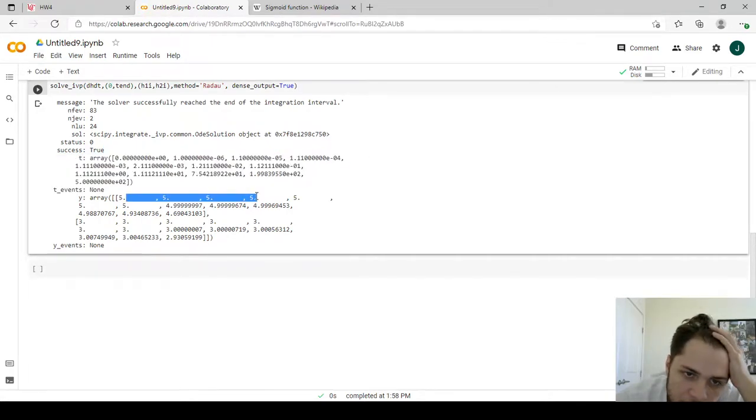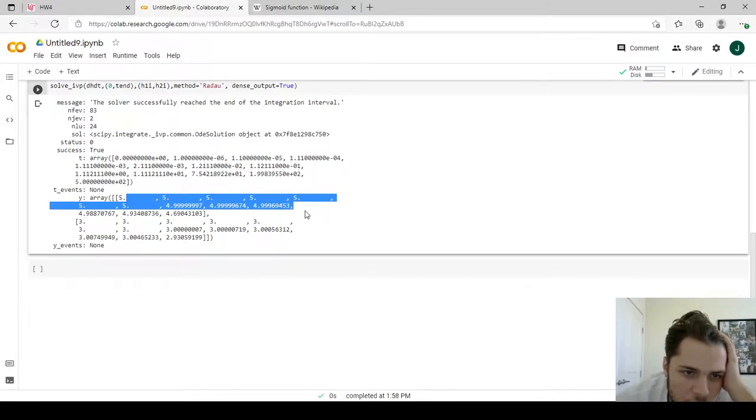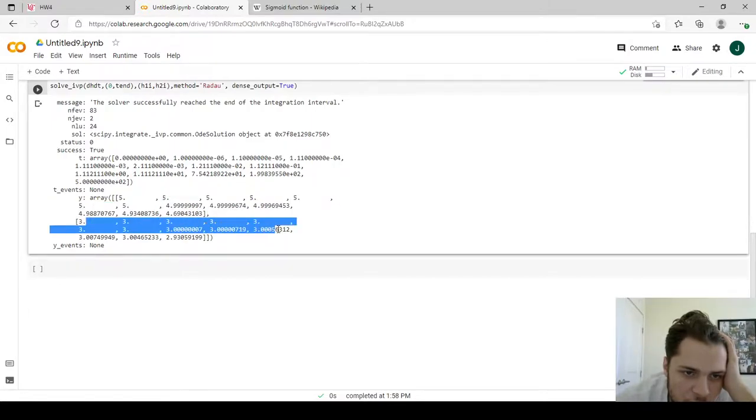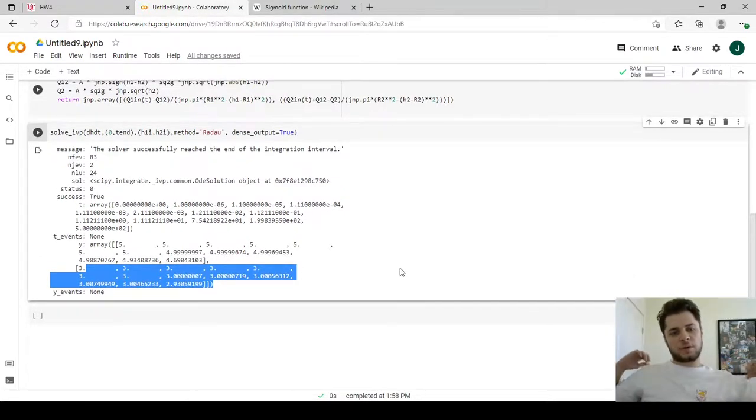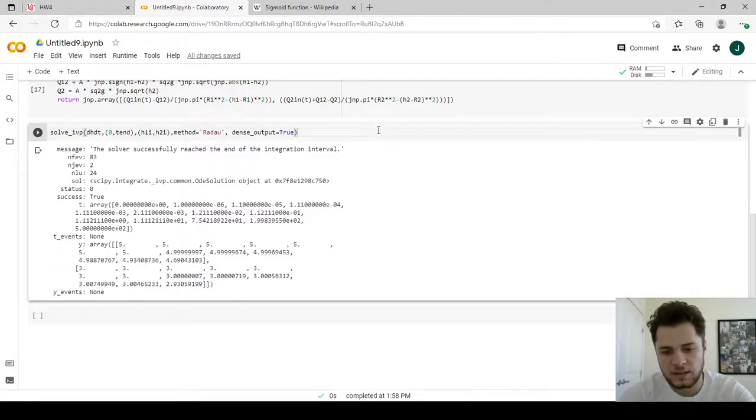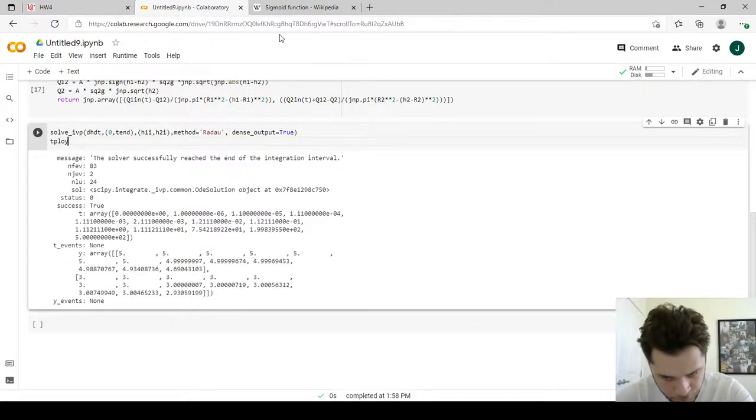This is going to be my change in heights for tank 1, and this will be the changes in heights for tank 2. So the next thing I want to do is make a variable. tplot is going to give me points for every second between 0 and tn. So 0 to 500, it's going to give me points for every single second.